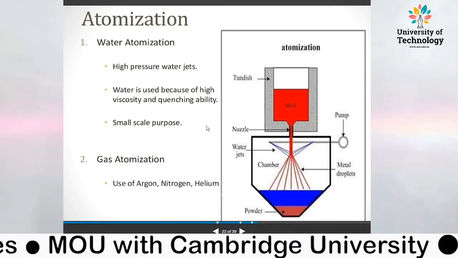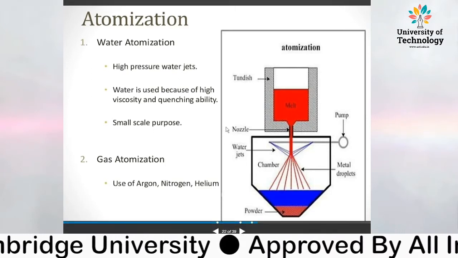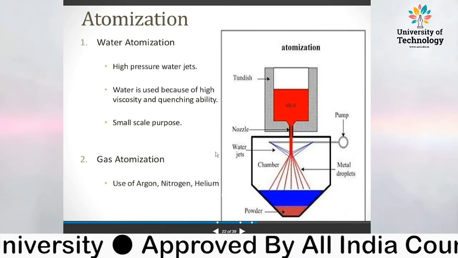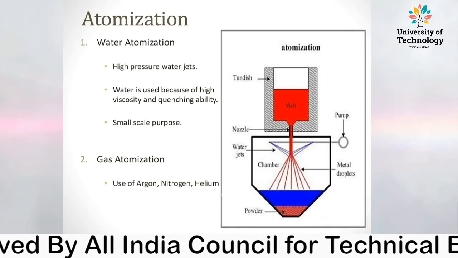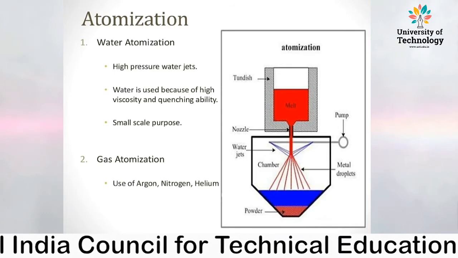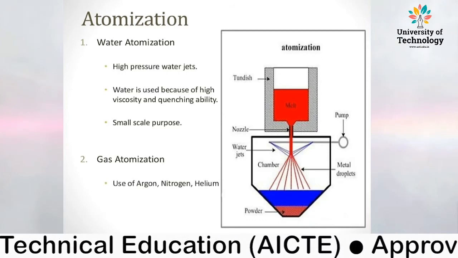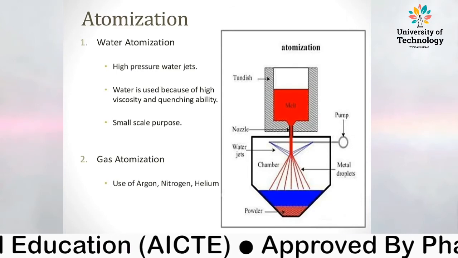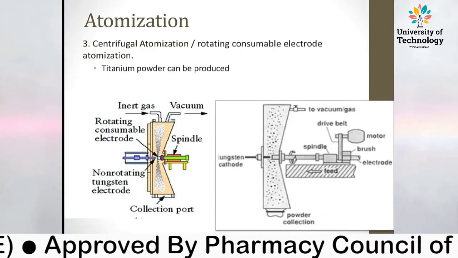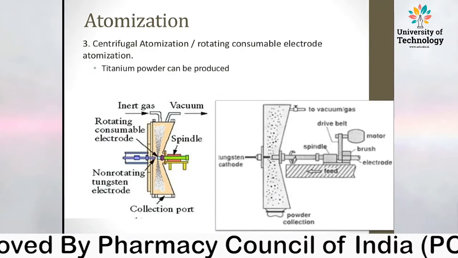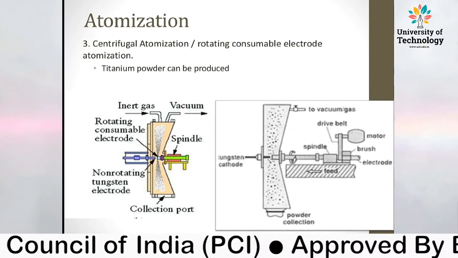Water atomization uses high pressure water jets. As per this figure, water is used because of its high velocity and quenching ability, and that process is used for small scale purposes. Gas atomization is the use of argon, nitrogen, helium gases in this process. And the third one, centrifugal atomization or rotating consumable electrode atomization.